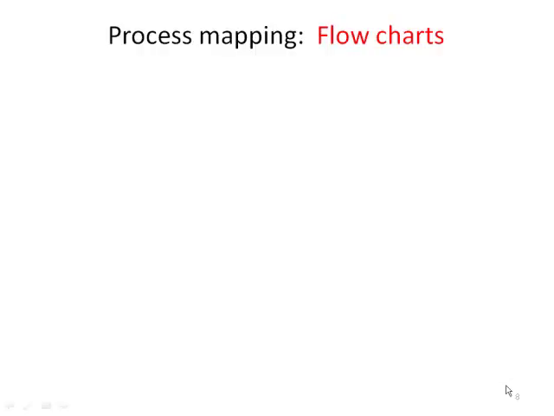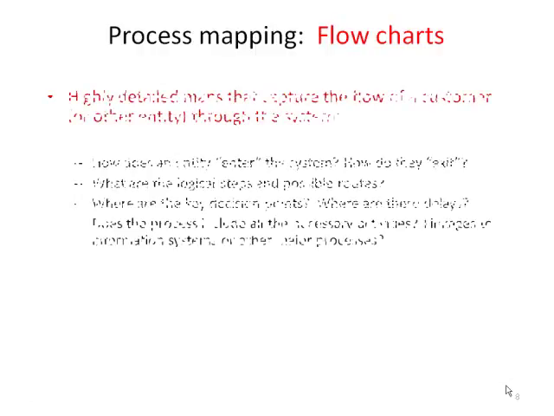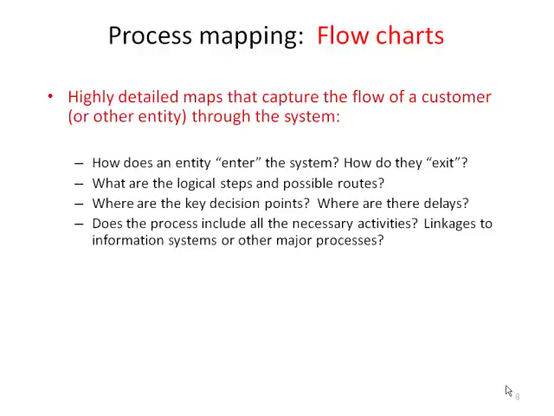So we're going to start with the easiest mapping approach, called flowcharts. This is probably what most of us are very familiar with, and it involves highly detailed maps that capture the flow of a customer or some other entity through the system. And when developing flowcharts, we really have to address at least 4 different things. How does an entity enter the system? How does it exit? What are the logical steps and possible routes that the entity can follow when it's in the business process? Where are the key decision points? Where are the delays? Does the process include all the necessary activities, linkages to information systems, or other major processes?